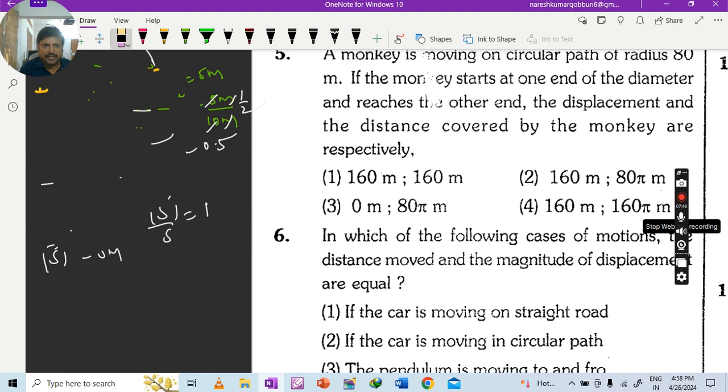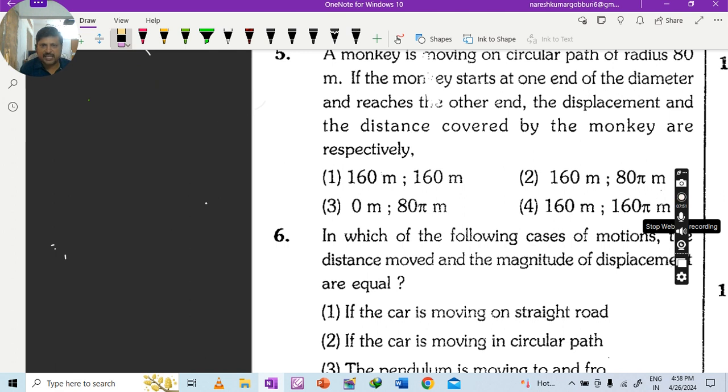A monkey is moving on a circular path of radius 80 meter. If the monkey starts at one end of the diameter and reaches the other end, see, just draw a circle of radius 80 meter. This point is A. Suppose the monkey starts at one end and reaches the other end, diametrically opposite. So it reaches the other end B.